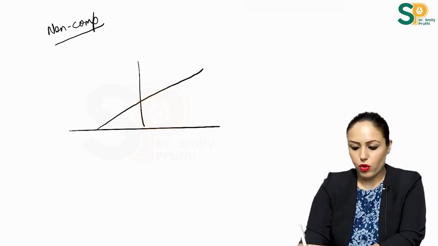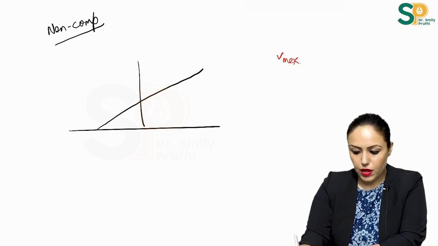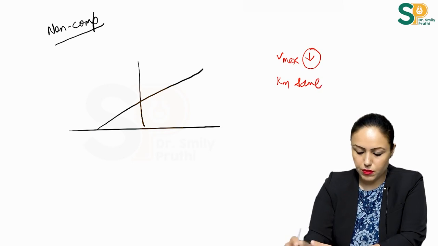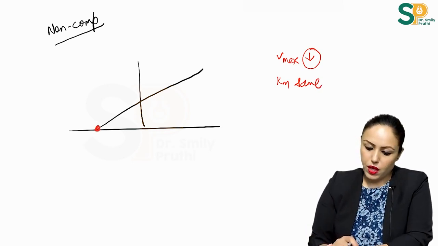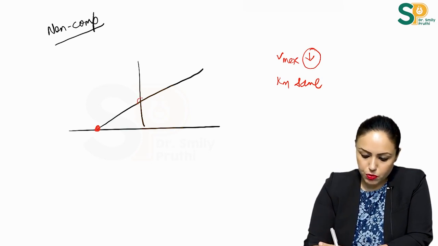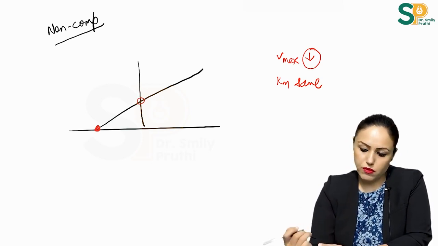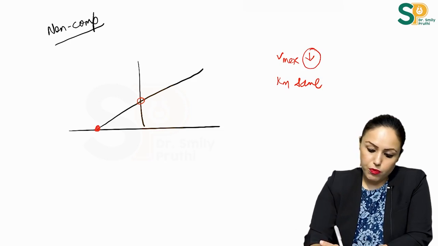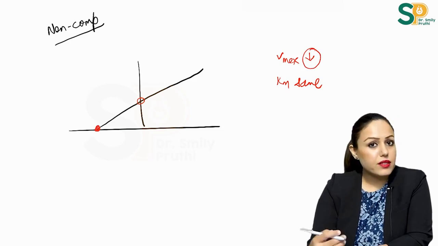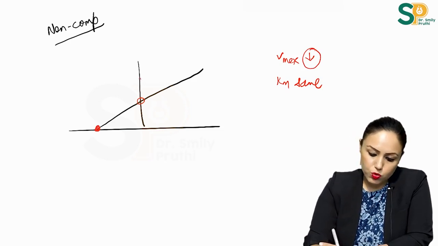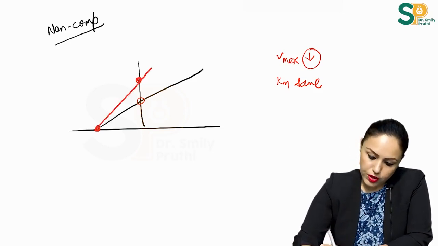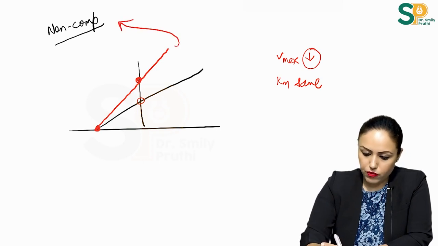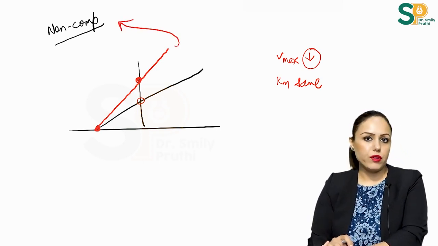Now in case of non-competitive inhibitor, Vmax is decreased and Km is the same. So this point is Km, I'm taking the same Km, and this point is velocity on the y-axis. Velocity is decreased, but this y-axis is reciprocal of velocity, so towards the upper side it will be decreased, right? So just join these 2 points. This will be the graph in case of non-competitive inhibitor.